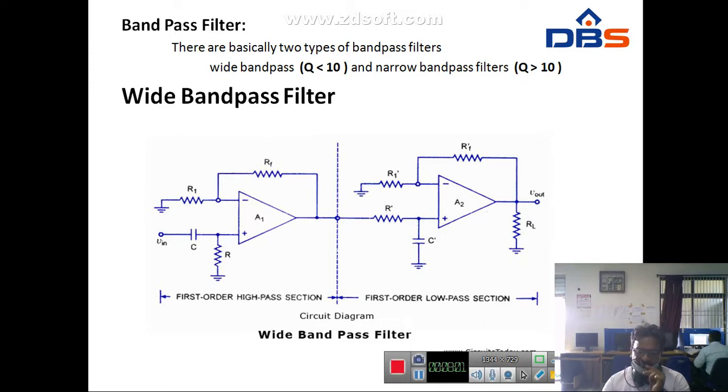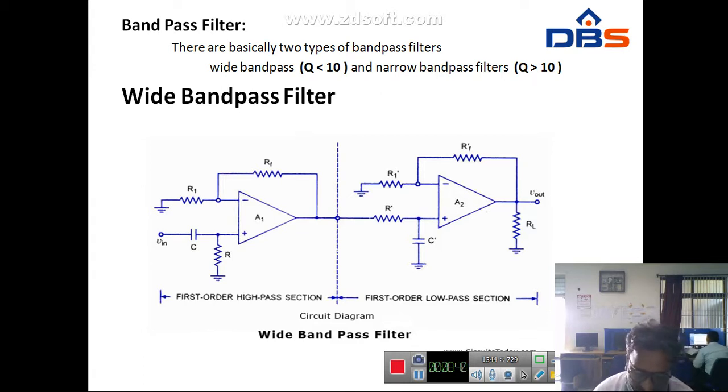Based on the quality factor, either less than 10 or greater than 10: if the quality factor is less than 10, it works like a wide band pass filter, and if it is greater than 10, it works like a narrow band pass filter. In a wide band pass filter we have two sections: a first order high pass section and a first order low pass section.